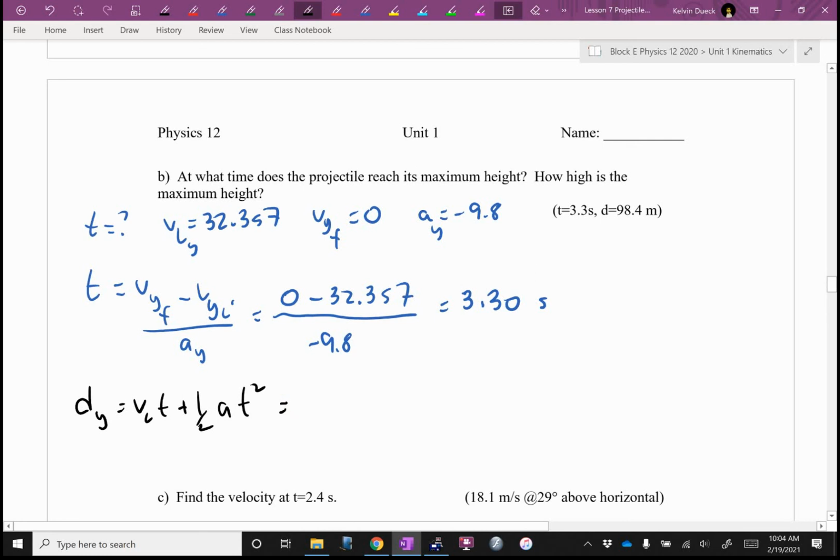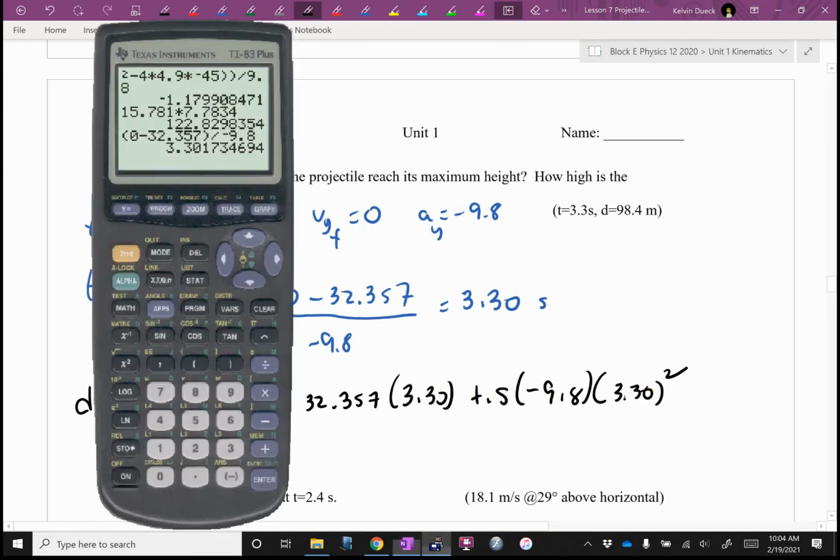So I can go like this. 32.357 T, answer button, plus 0.5 times negative 9.8 times answer button squared. 32.357 times answer button plus a half A T squared. Do y'all get 53.4? Yeah.